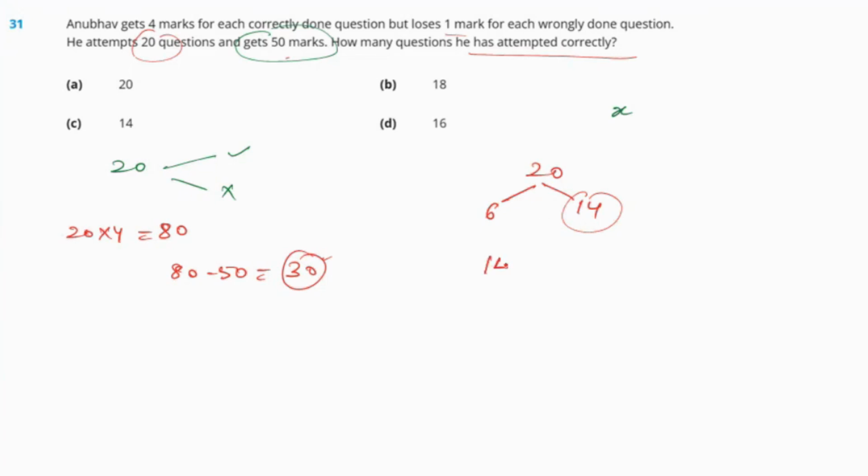So 14 questions he marked correctly, so 14 times 4 we will be getting 56 only. And for the 6 wrong answers, minus 6 we need to do, then we are getting 50. So that is why he attempted a total of 14 questions correctly.